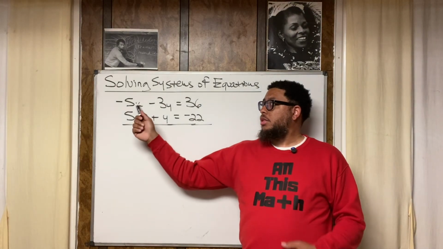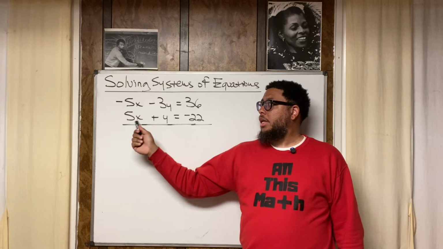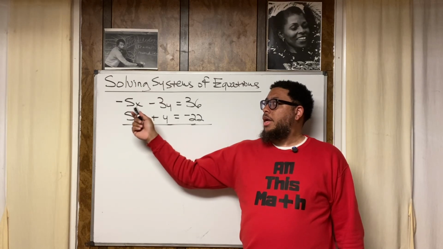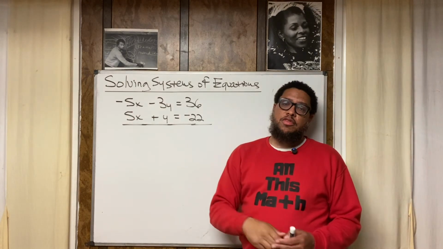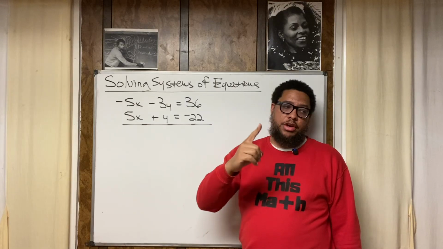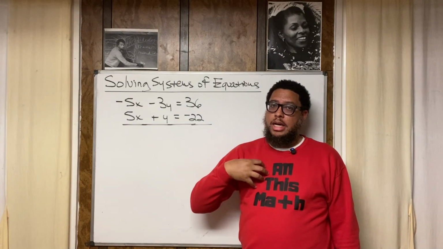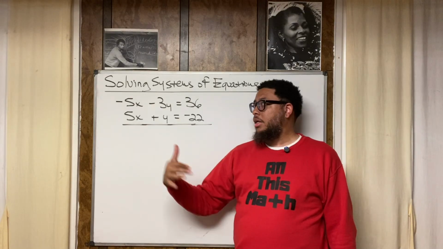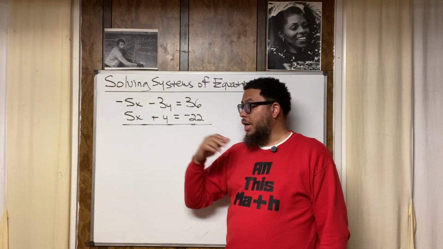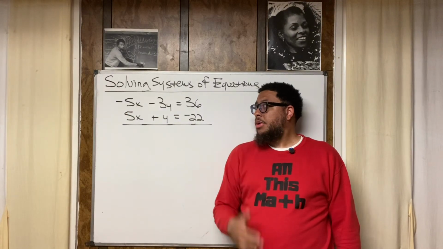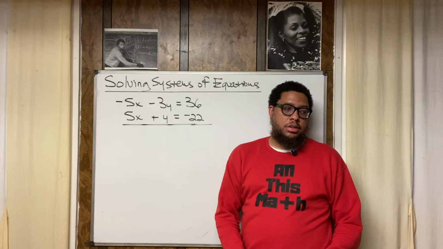As you notice here, we got two variables. We got an X and we got a Y. We got an X and we got a Y. And what we want is to simplify to the point where we only have one variable. So I got to make a decision. I got to exercise my power and decide, am I going to eliminate the X or the Y? So what do you think I should do?